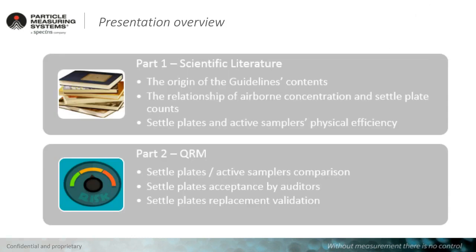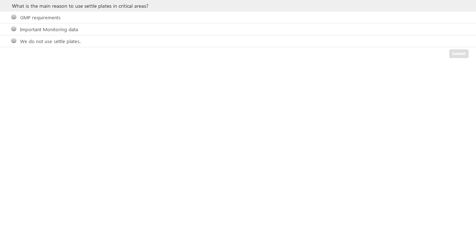As said, the scientific literature at the beginning will give you an understanding of the origins of the guidelines that we are typically following in the pharmaceutical industry. There is as well a part that tells you about how airborne concentrations are related to settle plate counts and how settle plates and active air samplers are managed in terms of physical efficiency. In the end, in the QRAM approach side, we are going to provide a comparison of these two technologies. And then afterwards, we are looking into how they are accepted by the auditors and finally, how to validate the replacement of the settle plates.